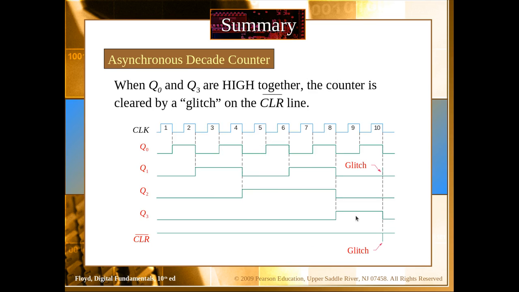We can also see this from the waveforms. This method of truncating is called a glitch. That is, whenever Q1 and Q3 reach, when for the first time they both reach their high level, which is in case of 1010, the counter would reset because it would activate this clear signal momentarily. It would make it low, and then the counter would reset to start counting again from 0000.